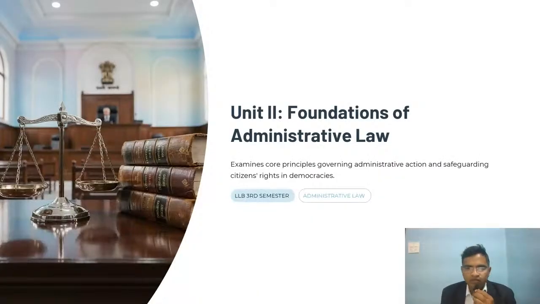Today we are going to discuss administrative law, Unit 2. It is a few minutes of video, and it will be excellent for your examination purpose. As I said, we are covering 5 units simultaneously. So this is the second unit, foundation of administrative law. In this, we are going to examine core principles governing administrative action and safeguarding citizens' rights in democracies like the UK as well as the USA, India, etc. And it is very useful for LLB third semester.